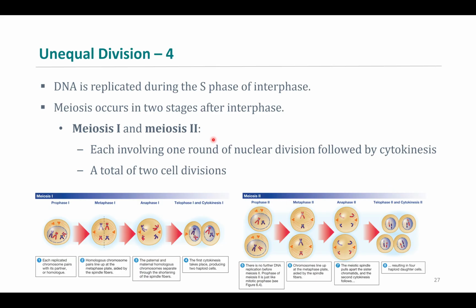So now, when we look at meiosis, it has two parts, meiosis 1 and meiosis 2. Meiosis 2 is very similar to mitosis. So let's look at meiosis 1. In meiosis 1, the number of chromosomes is divided in half. Here it starts with a diploid cell and now it ends with two haploid cells.